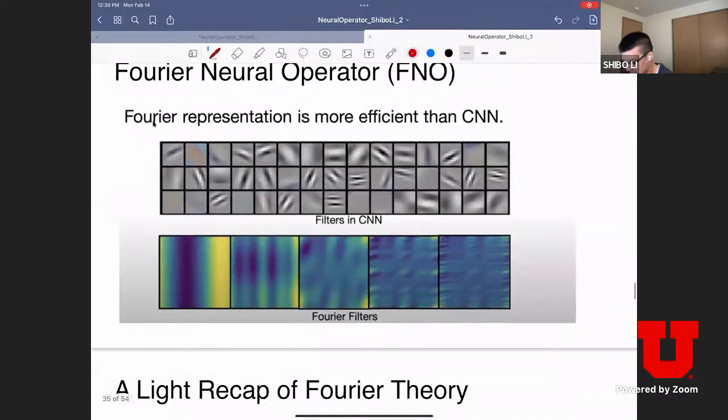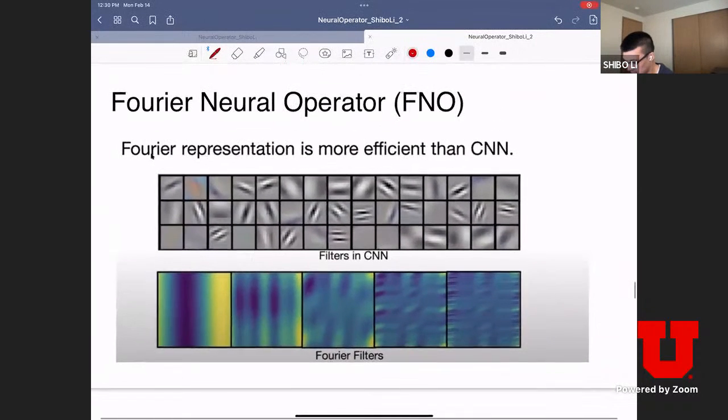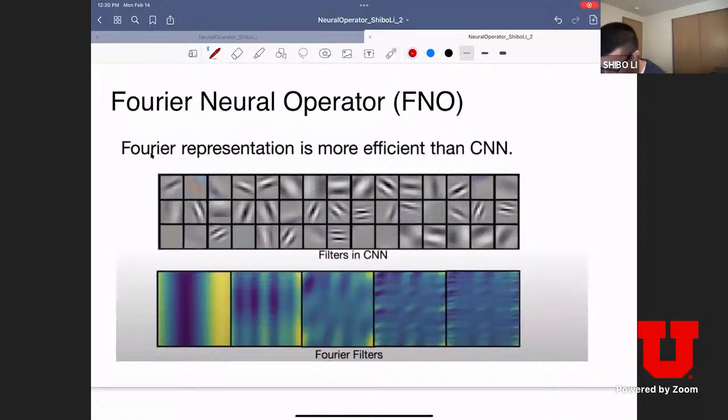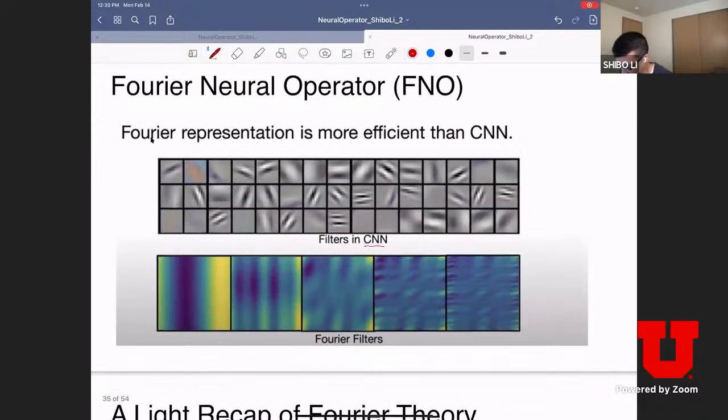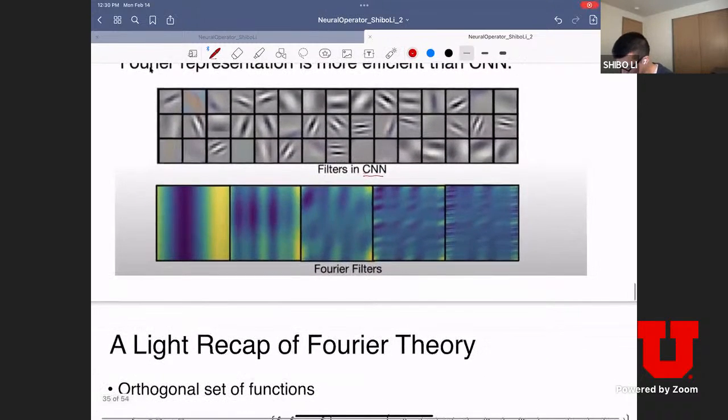Another good thing, based on their argument, is that the Fourier operator can capture global patterns. Unlike the CNN, which has a fixed filter size and so can only capture local textures, the Fourier net captures the patterns in the Fourier domain, so it is global. That's another good thing about the Fourier neural operator.